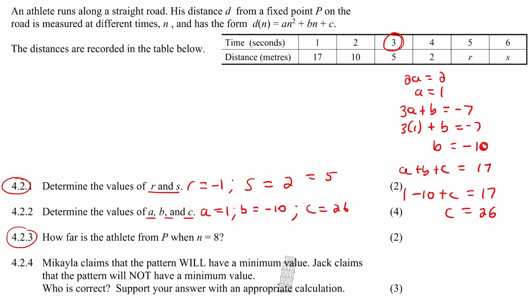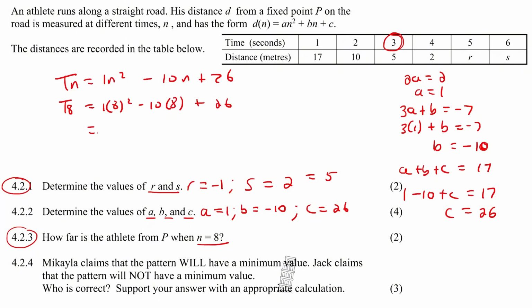This one says, how far is the athlete when n is 8? That's a super easy question. You're literally just going to take the formula that we found, and we are going to fill in 8. So like that. And then if you had to work this out, we get 10 meters. Okay, 10 meters over here.